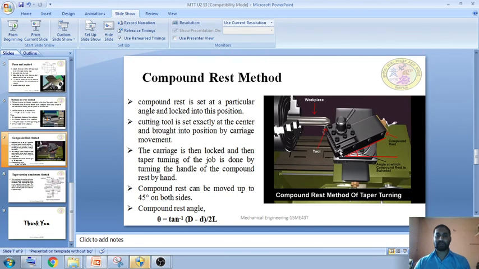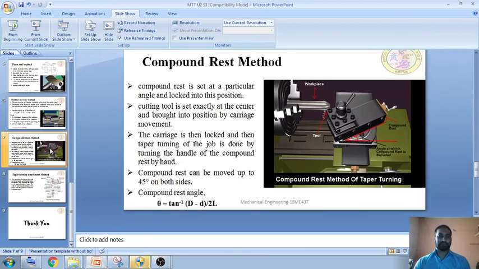Compound rest swivel method. Here, the compound rest is swiveled to a required angle by calculation, and the tool is placed on the tool post, and it is fed by rotating the compound rest hand wheel, not the carriage hand wheel. After swiveling the compound rest to a required angle, the hand wheel of the compound rest will be rotated, not the carriage wheel.